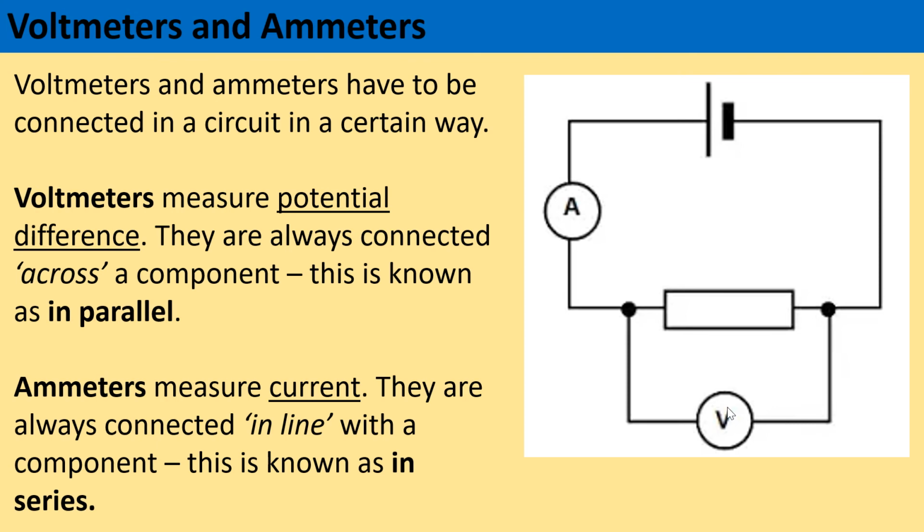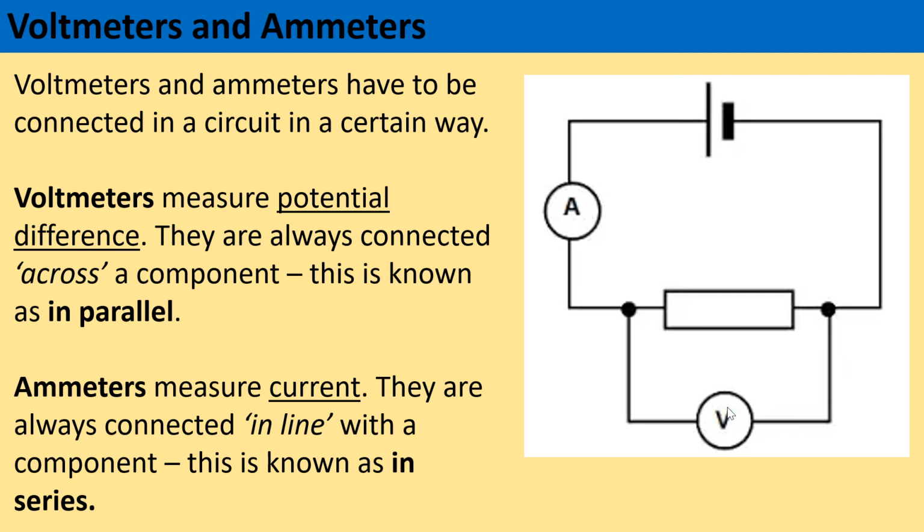If you look at how that voltmeter is connected, and you've got your resistor, which is the rectangular box just above it, you can see the circuit divides off into two, and it goes through the resistor and through the voltmeter. So it branches off. This is what's known as in parallel. Okay, and voltmeters are always connected this way.